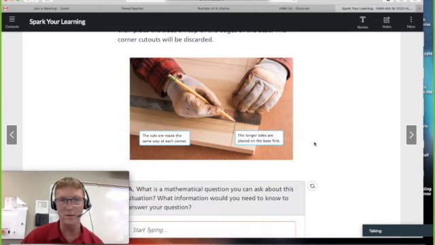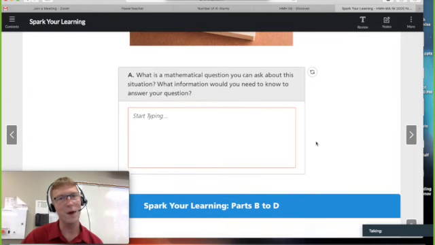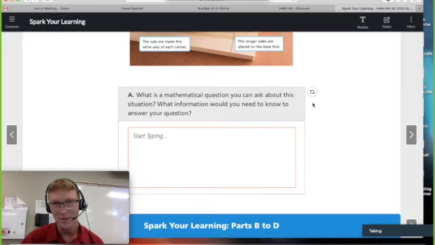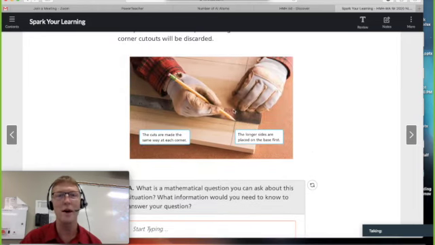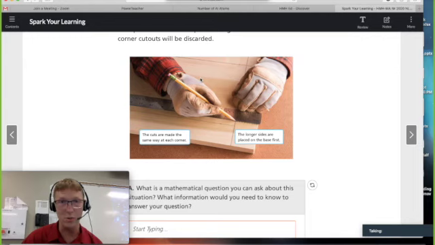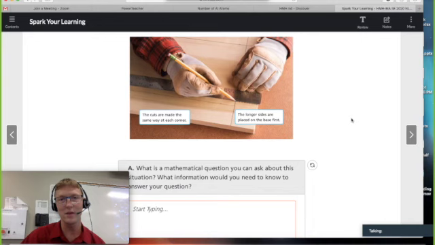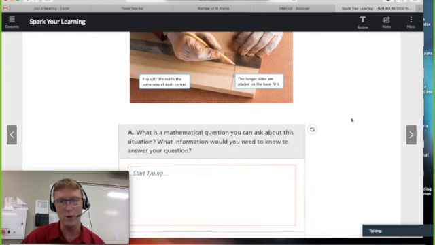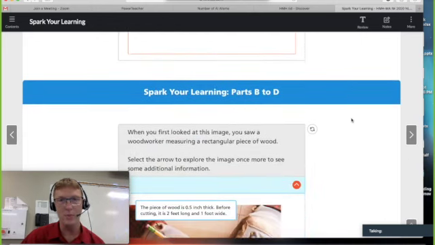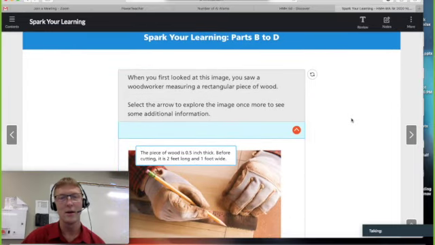As always, what is a mathematical question you can ask about this situation? You could ask things like, how do I maximize the volume of this box? How do I maximize the length and the width? Does that go together? What if I need a certain area of the box? All of these things we can work with, but it would require a higher degree polynomial.